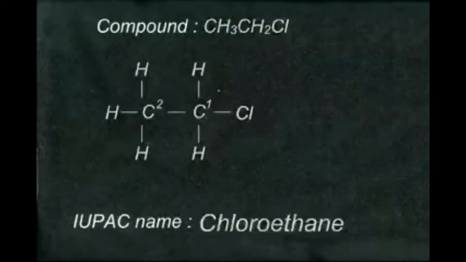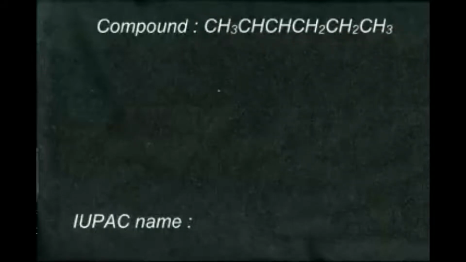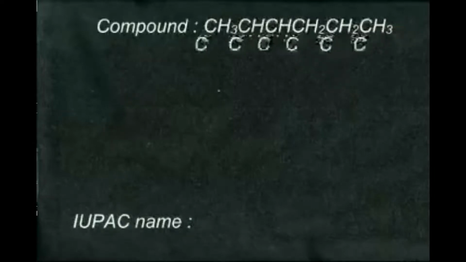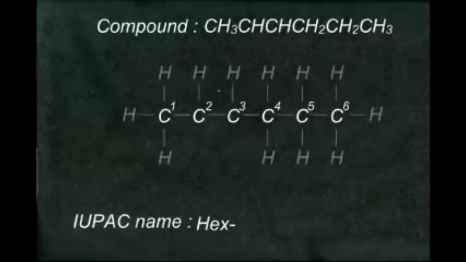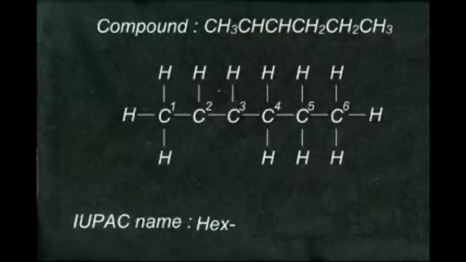Now let's take another example. CH3, CH, CH, CH2, CH2, CH3. As you can see, this compound contains 6 carbon atoms. So it will be named as hex. Now let's attach the remaining atoms to these carbon atoms.